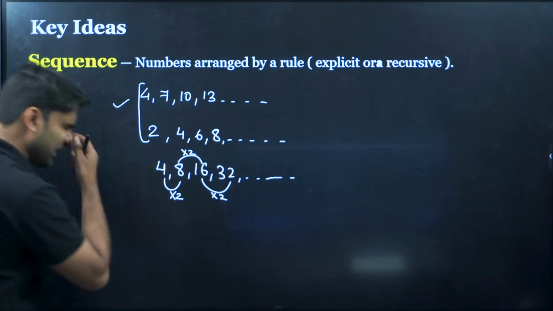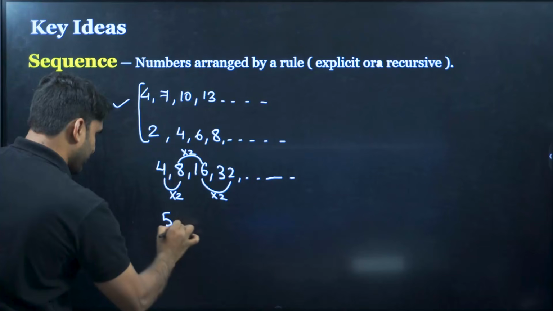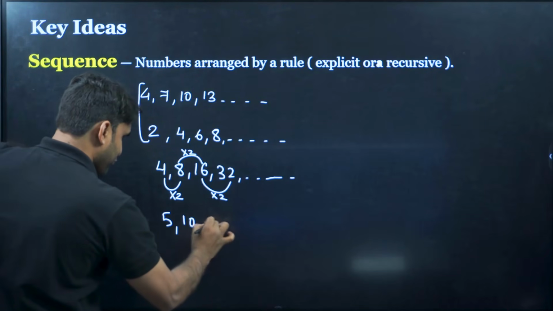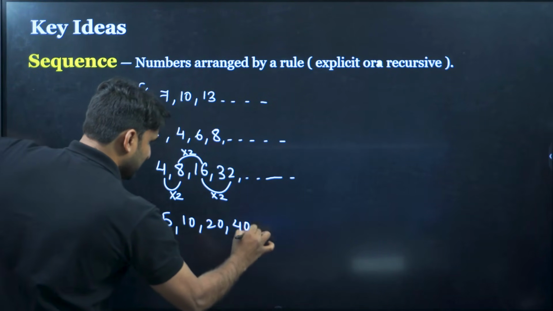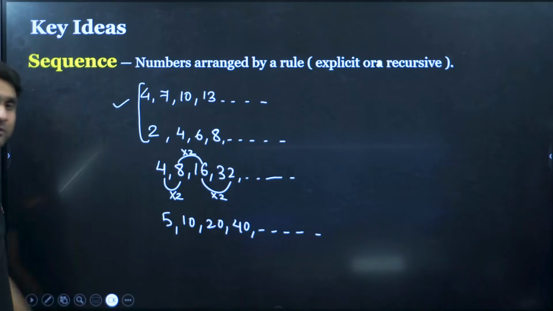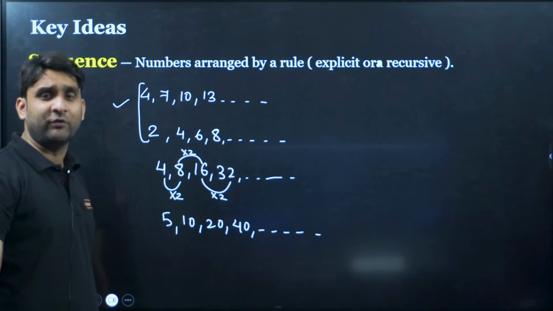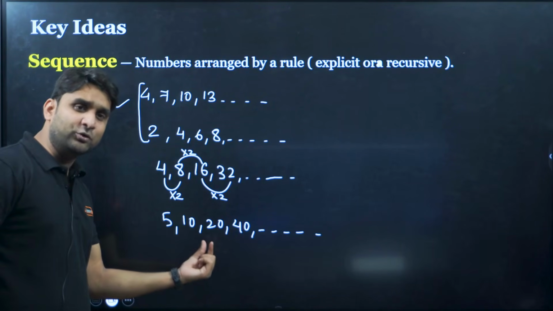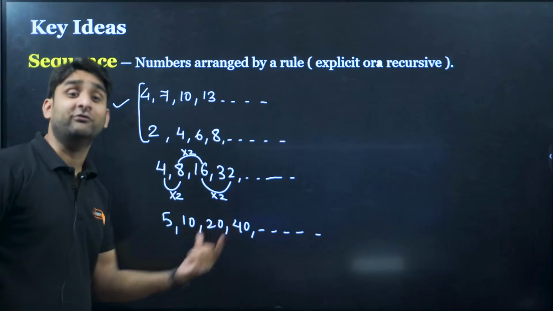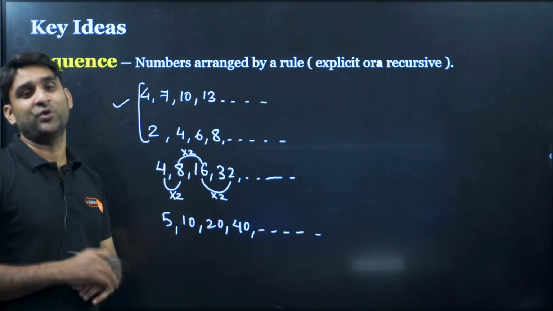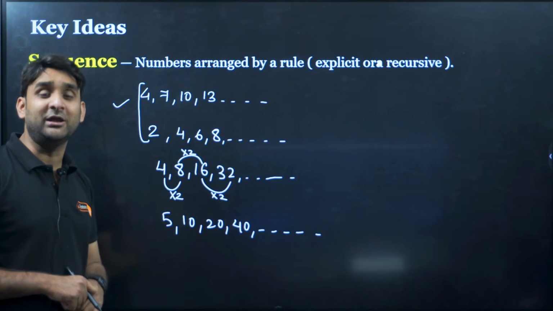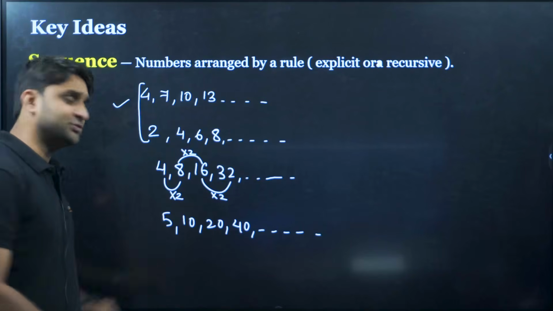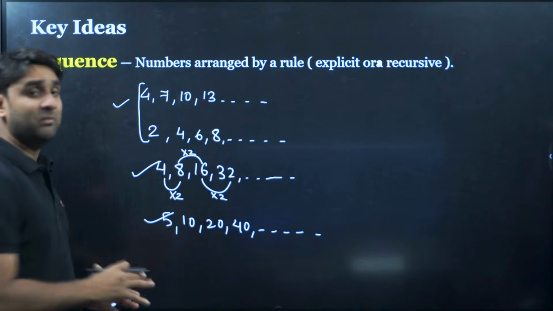For example, tell me, is this a sequence or not? 5. Yeah, of course, this is also a sequence: 5 to 10, 10 to 20, 20 to 40. So this is obviously a sequence. There is no number which is randomly kept. So these are examples of sequences.